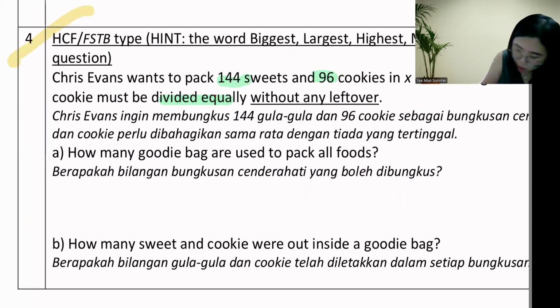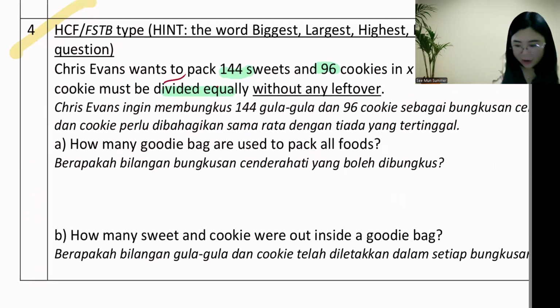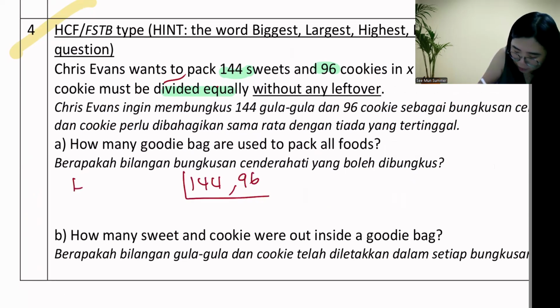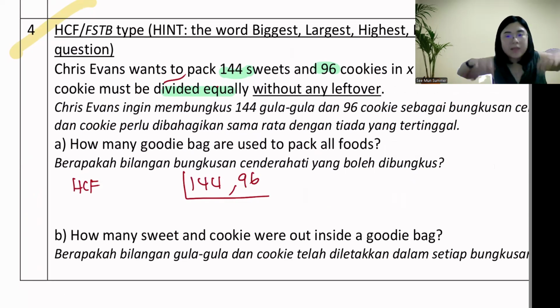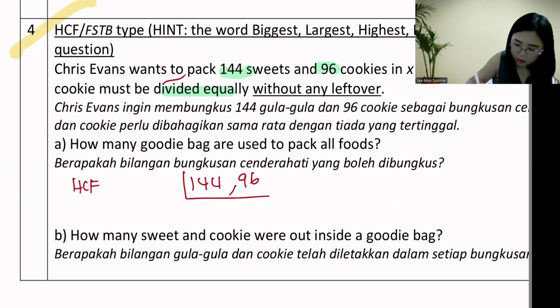All right? So divide. Okay, so now, how many goodie bags are used to pack all the food? So definitely, I just wrote 144 and 96. Can you all do it for me? HCF. Again, if you divide equally without any food left, it is HCF. If they say you buy something and then ask how many food I should pack or whatever, that's a different story. Okay? HCF.